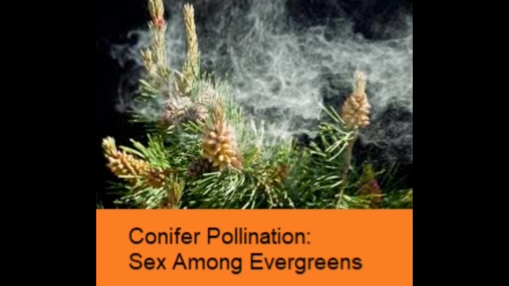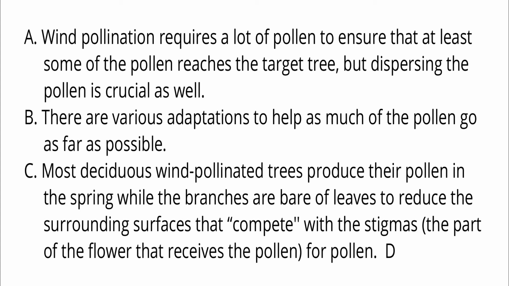The following two questions are based on wind pollination. Question 1. A. Wind pollination requires a lot of pollen to ensure that at least some of the pollen reaches the target tree, but dispersing the pollen is crucial as well. B. There are various adaptations to help as much of the pollen go as far as possible. C. Most deciduous wind-pollinated trees produce their pollen in the spring while the branches are bare of leaves to reduce the surrounding surfaces that compete with the stigmas, the part of the flower that receives the pollen, for pollen.